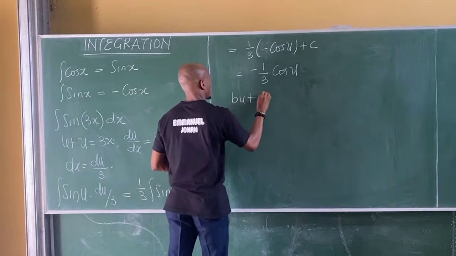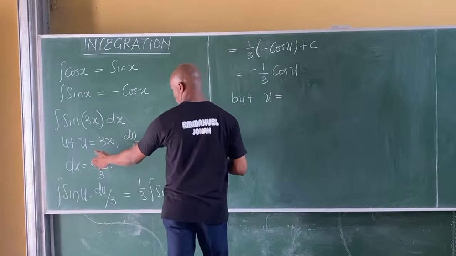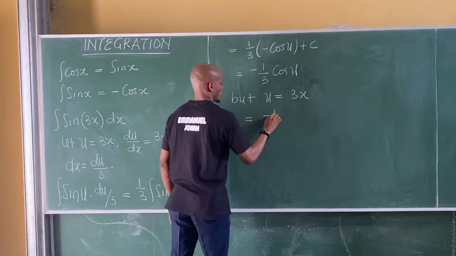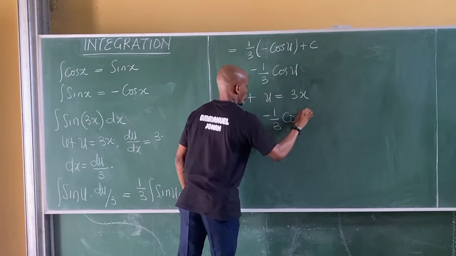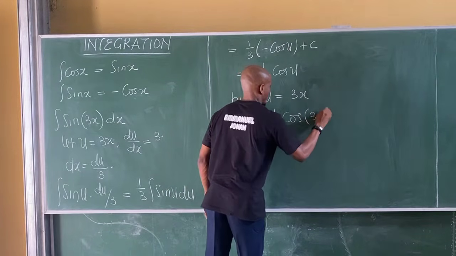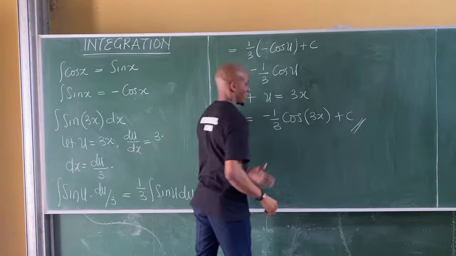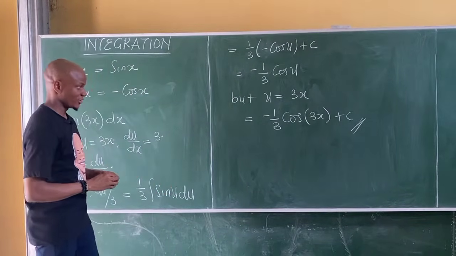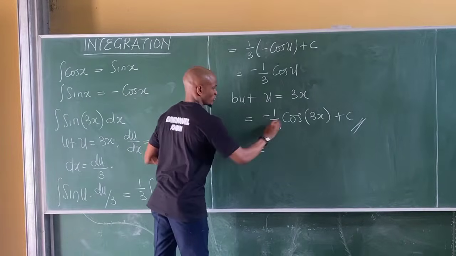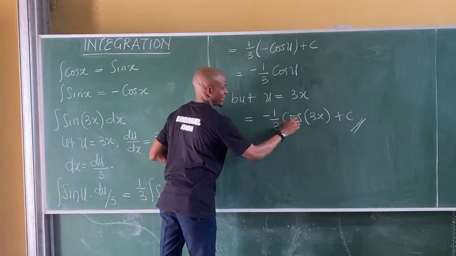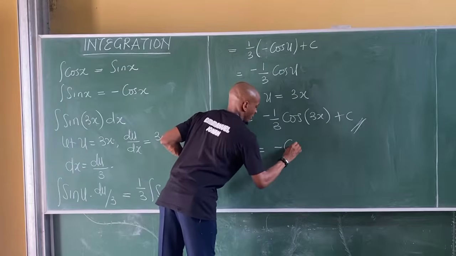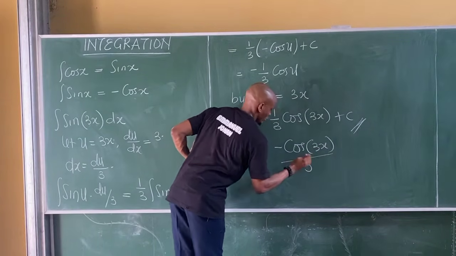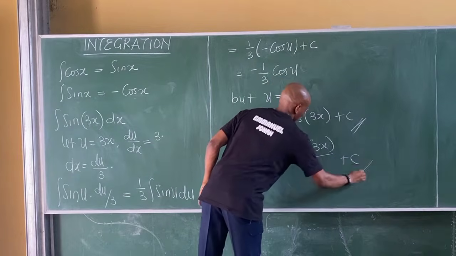But we said u should be equal to 3x. This is now equal to minus 1 over 3 cos 3x plus c. So we have this as the answer after integration. We could choose to multiply this: minus 1 times cos 3x gives you minus cos 3x all over 3, plus c if you want to.